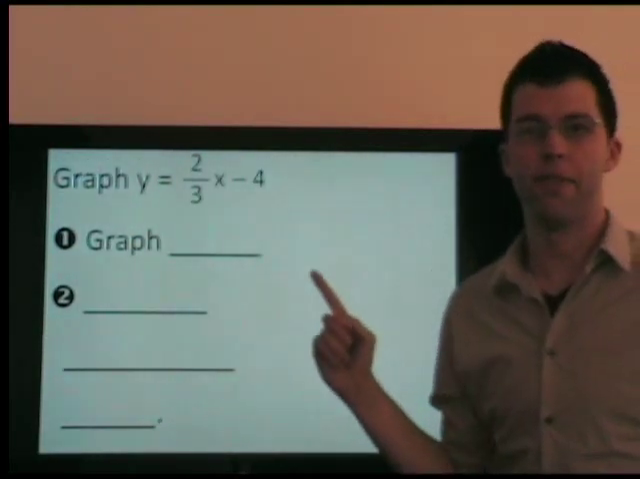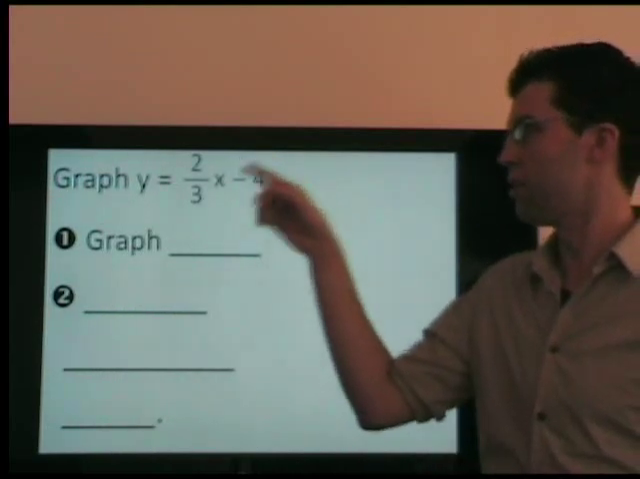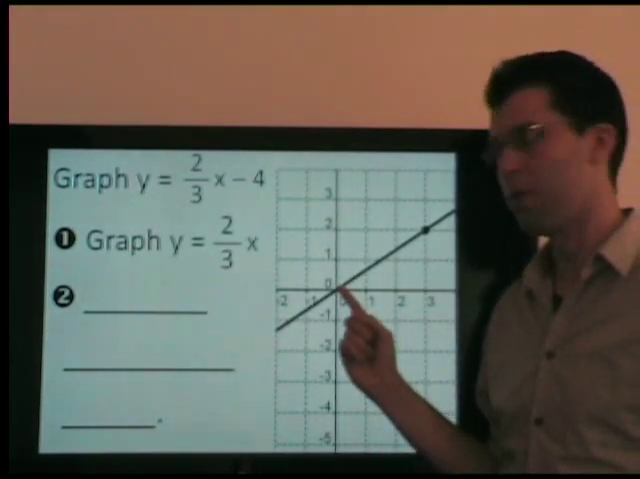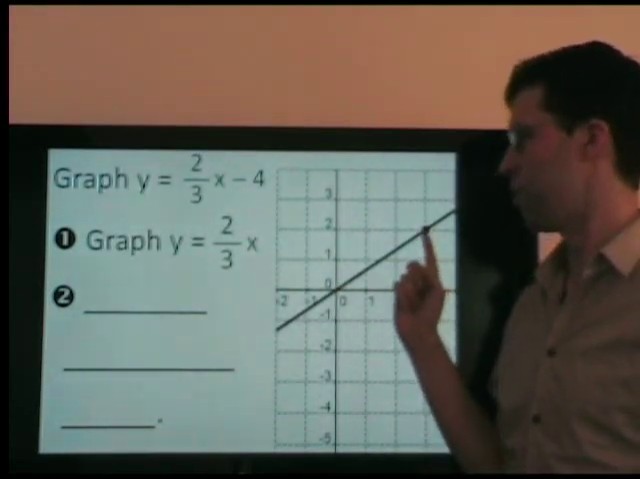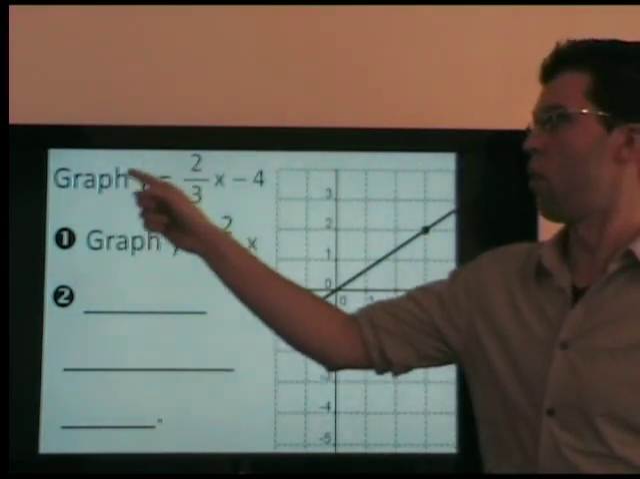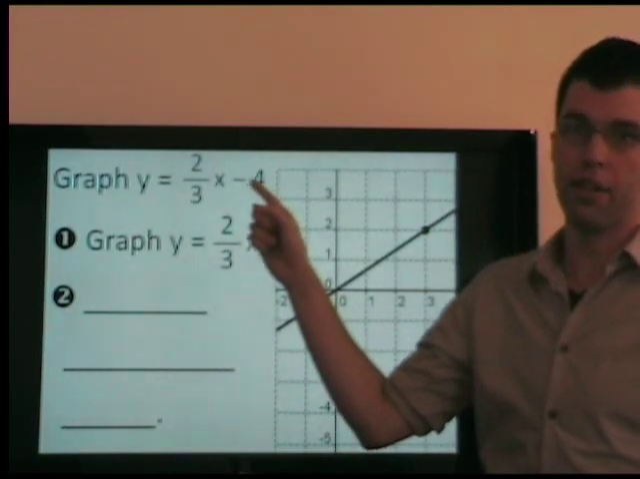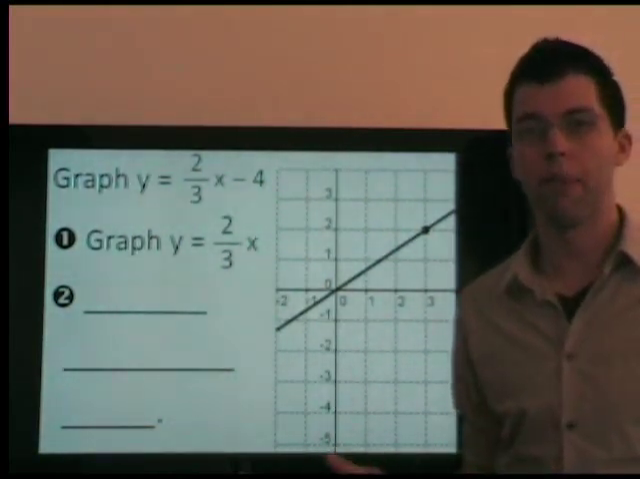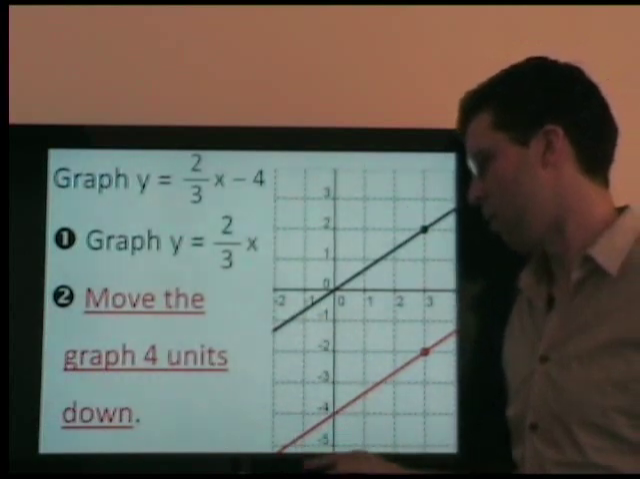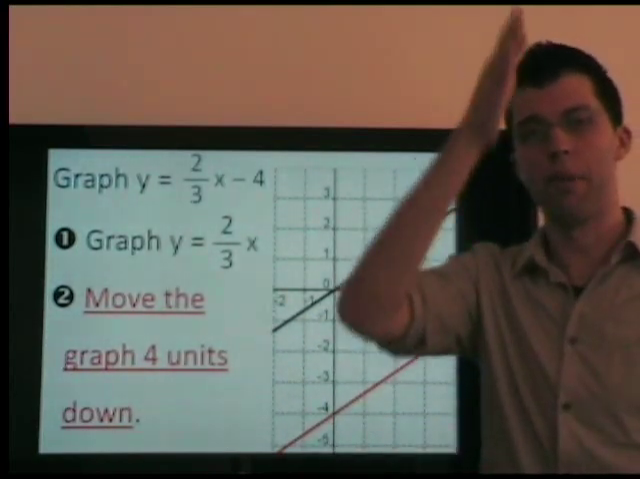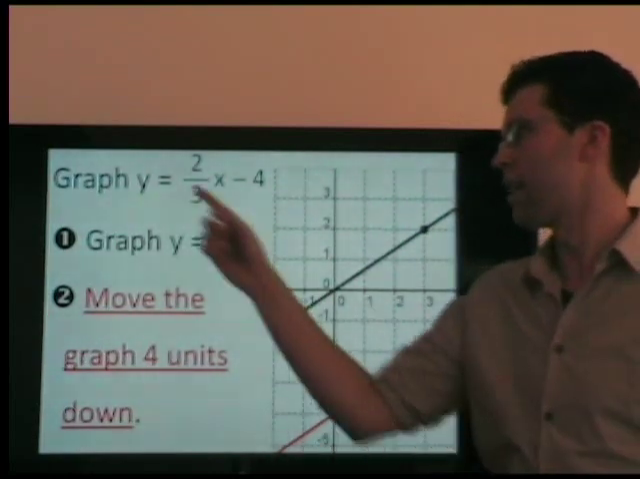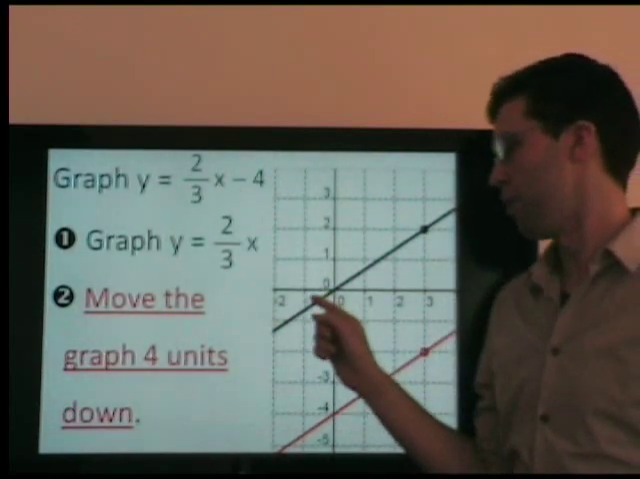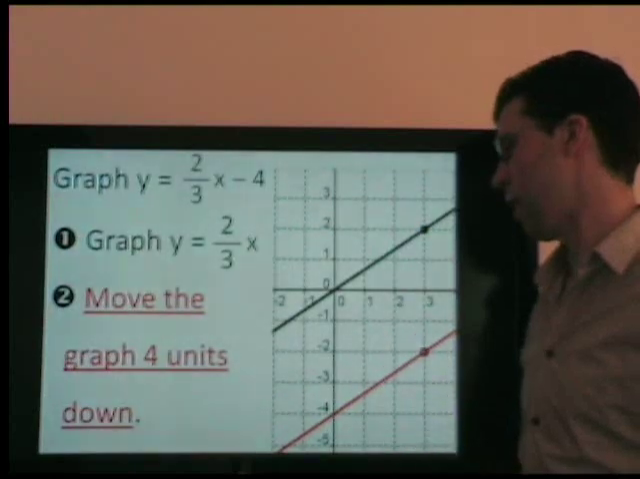What do we graph here first? Just this part, y equals 2/3 x. Again, we start at 0, 0. The slope is 2/3, meaning we go right 3 and up 2. Here though, the y values are decreased by 4. Well, what does that mean? Well, every point goes down 4. Again, the y-axis is up and down, and the y values get smaller as we go down. So decreasing the y values by 4 moves every point straight down.